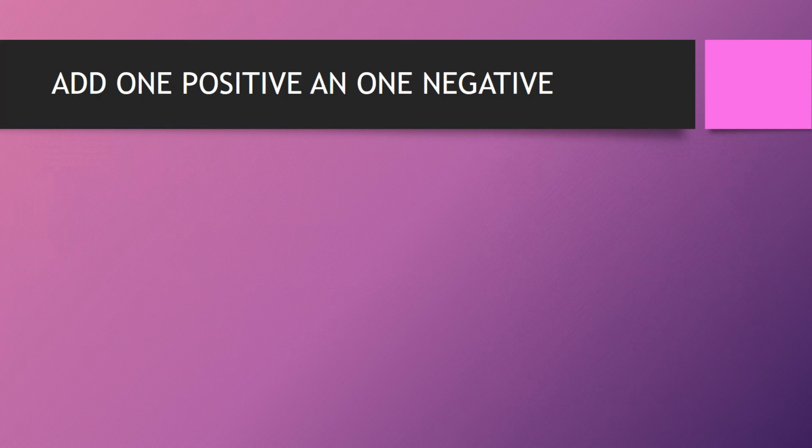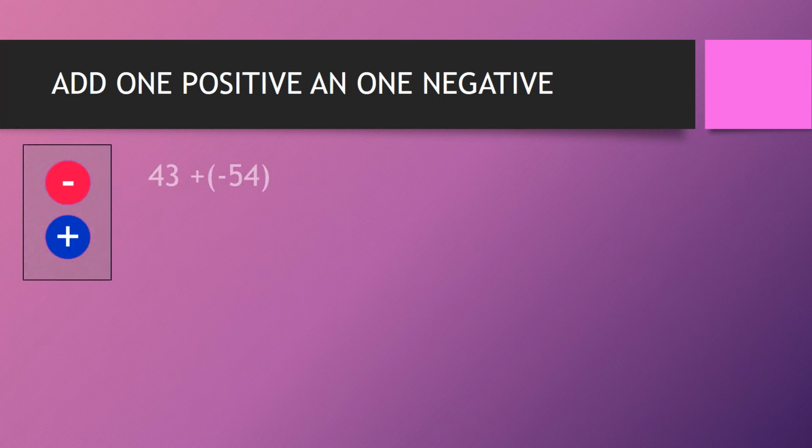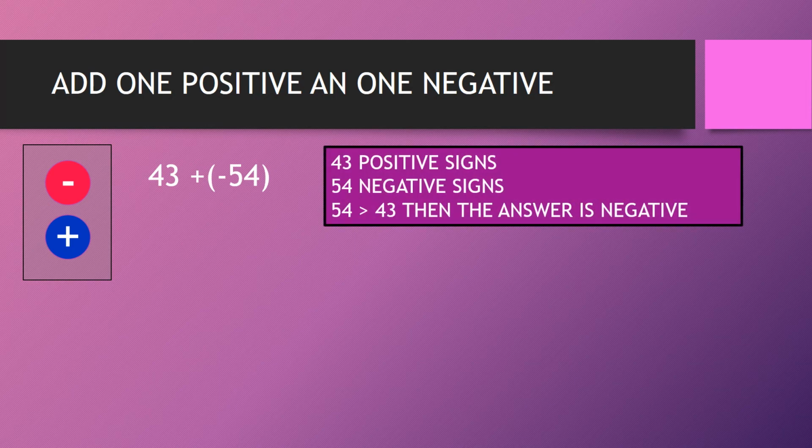Another example. How to add one positive and one negative number. Now in my case, I had 43 plus negative 54. Positive and negative. What did I have to do? Number 1, I had 43 positive signs. I had 54 negative signs. Because the number of negative signs is greater than the number of positive signs, my answer is negative. Because the more frequent sign is negative, it is 54.